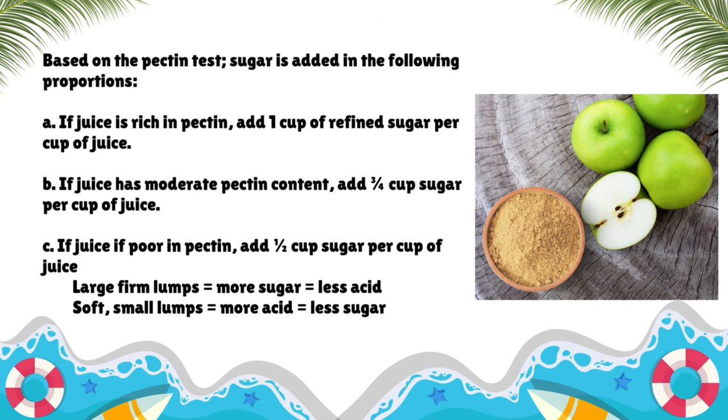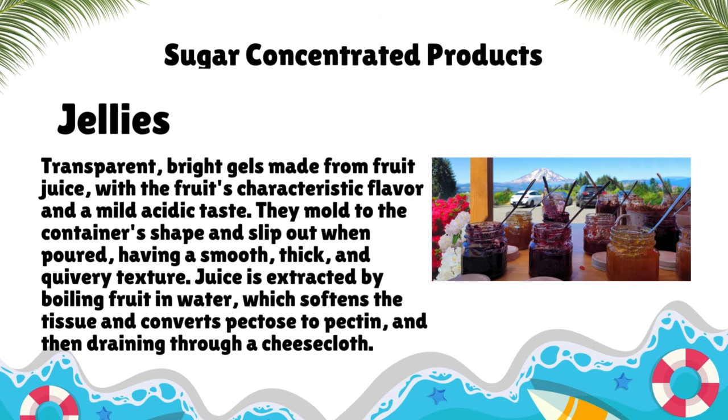Large firm lumps equals more sugar equals less acid. Soft, small lumps equals more acid equals less sugar. Sugar concentrated products. Jellies. Transparent, bright gels made from fruit juice with the fruit's characteristic flavor and a mild acidic taste. They mold to the container's shape and slip out when poured, having a smooth, thick, and quivery texture.